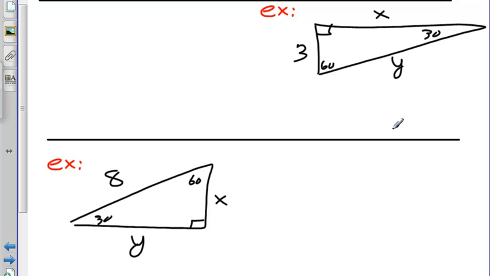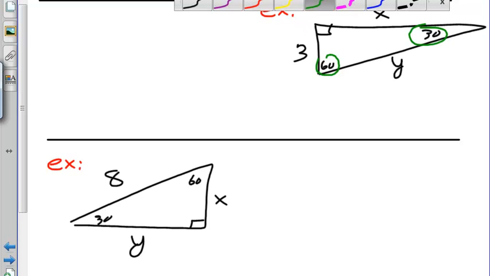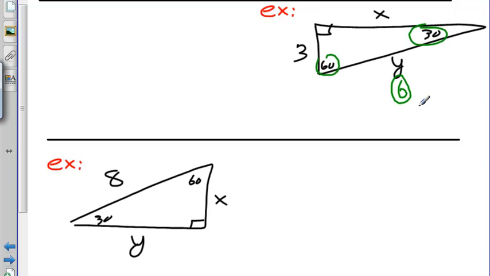Now we're talking about a different type of triangle. Notice the 60 and the 30. I think I kind of grouped them like that. We have the shorter side here. So what we need to do is take the shorter side and double it to get the hypotenuse. So y should equal 6. We literally just multiply by 2, or double it if that's what you like to think of.